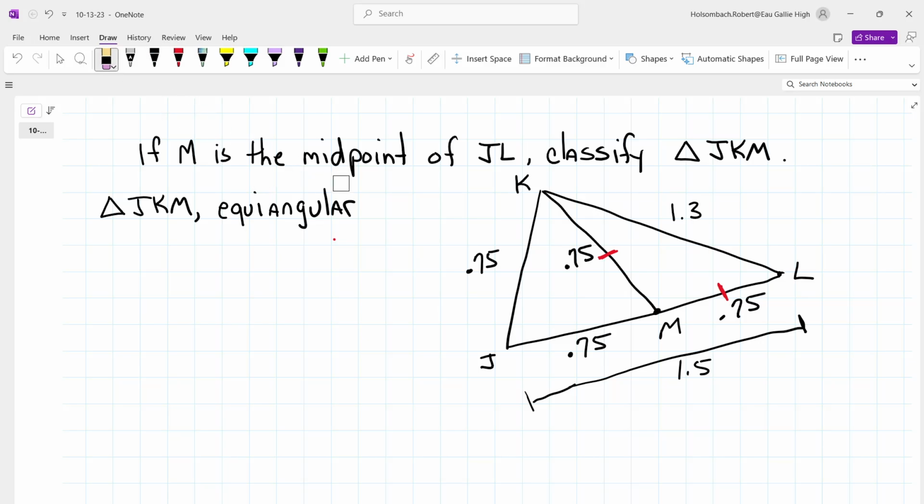Congruent sides, equilateral. Congruent sides, equilateral. But if all the sides of a triangle are congruent, then all the angles in the triangle are congruent. So these three angles are equal to each other. So that makes the triangle equilateral and equiangular.